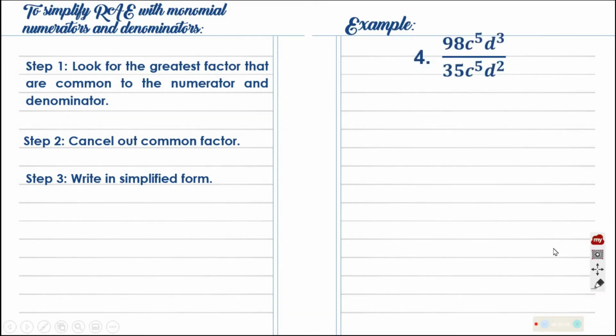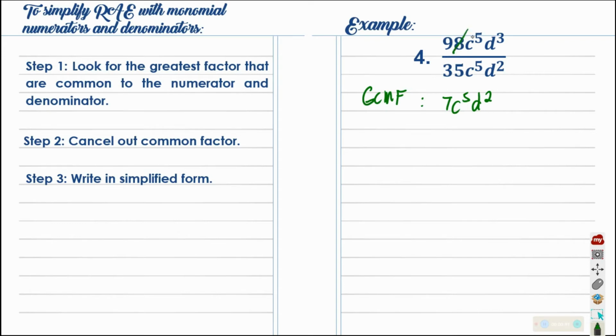Okay, let's have example number 4. So we have here 98c to the 5th d cube all over 35c to the 5th d squared. So ano nga ba ang ating GCMF dito? So 98 and 35, the GCMF is 7. C to the 5th and C to the 5th, wala tayong list, wala rin tayong mas malaki, so C to the 5th na mismo. And then we have D cube and D squared, so least exponent ay D squared. So actually, pwede naman natin i-direct cancel dito sa ating mismong RAE.